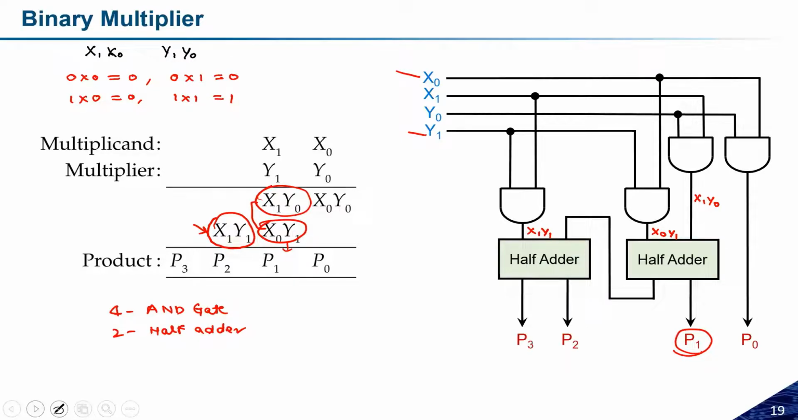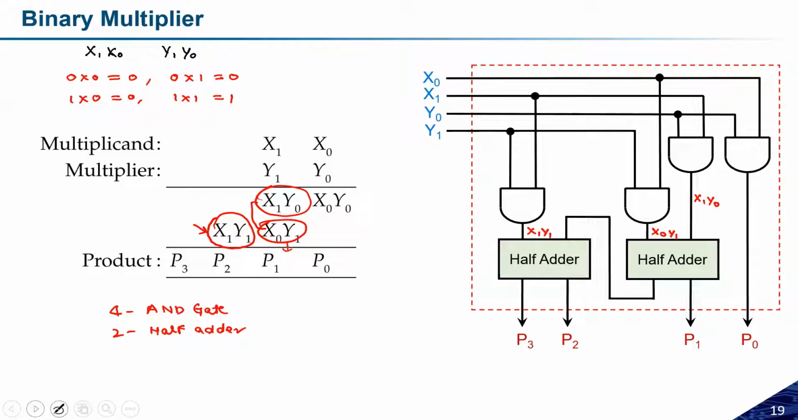So p2 and p3 will be the results, and this is how we can simply design the binary multiplier. Okay, if you have any doubt at any stage, you can let me know. I will explain it again. So this is how simple the binary multiplier was.